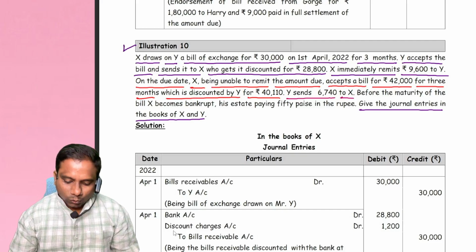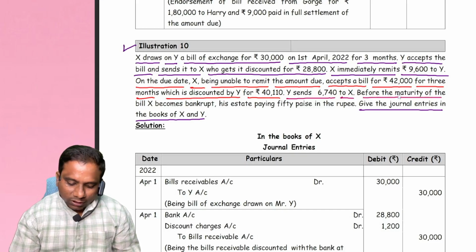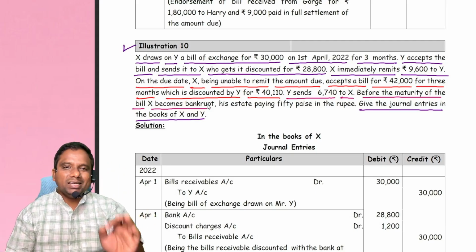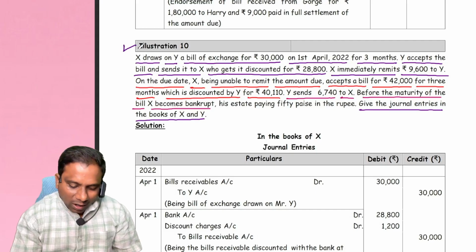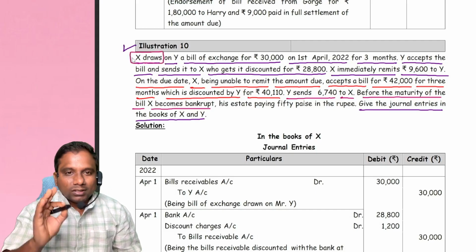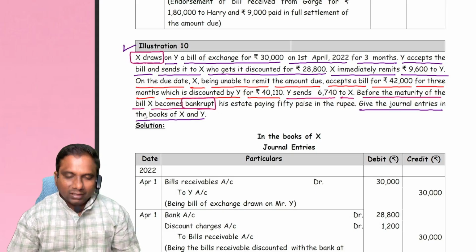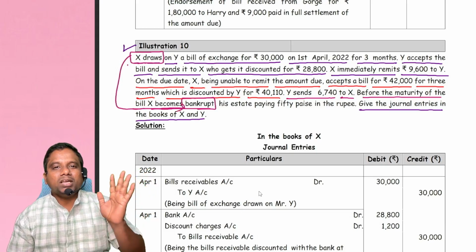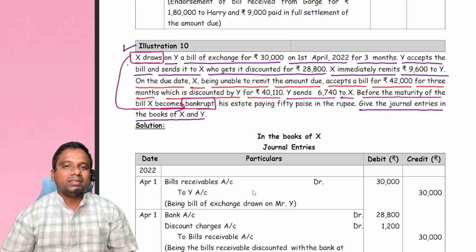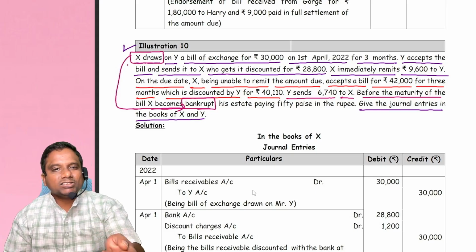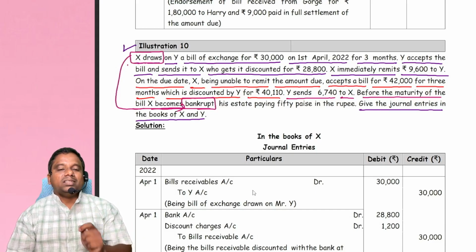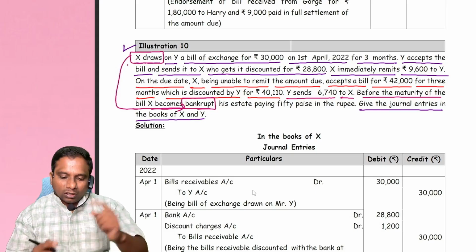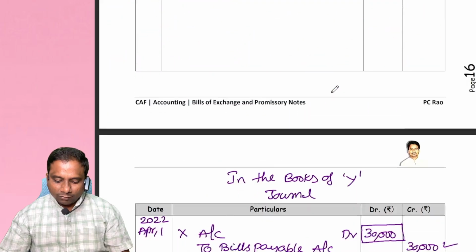Look at the next story. Story will continue. Before the maturity of the bill, X becomes bankrupt. This will happen. Blindly you can believe that this will happen. The party who draws the bill first will become bankrupt at the end. You can observe the problems. Okay. Now X is insolvent. He is unable to honor the second bill. Then who has to honor? Y has to honor the second bill. Now go to Y's books. First go to Y's books.